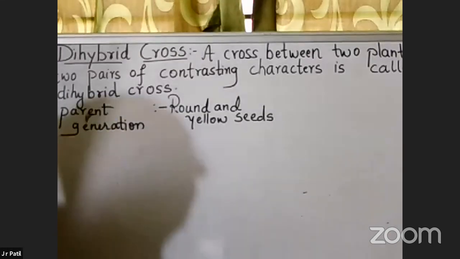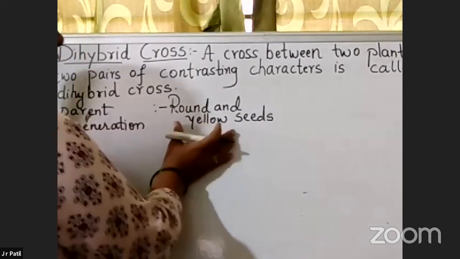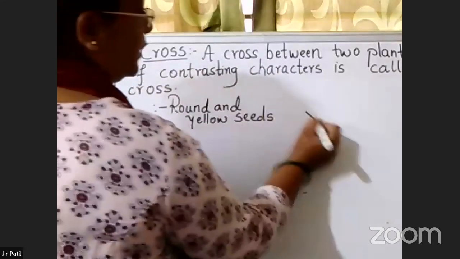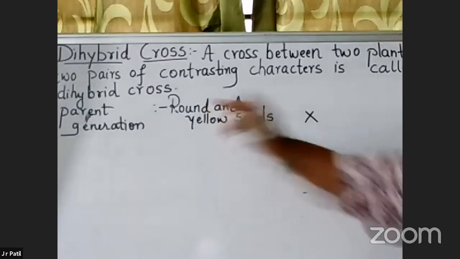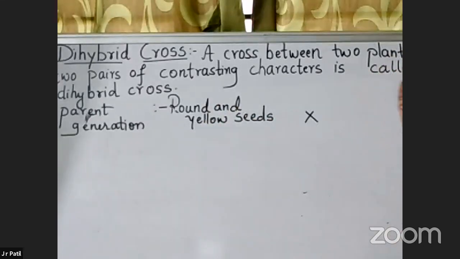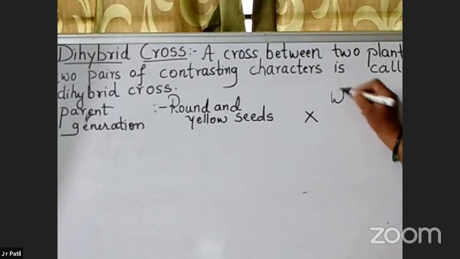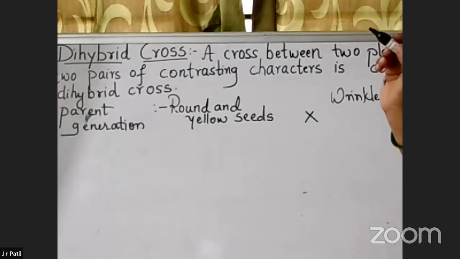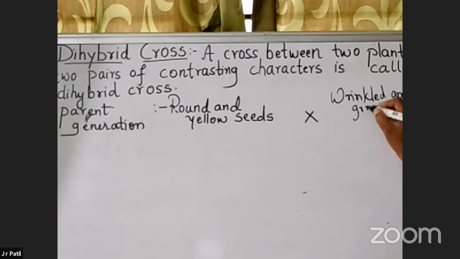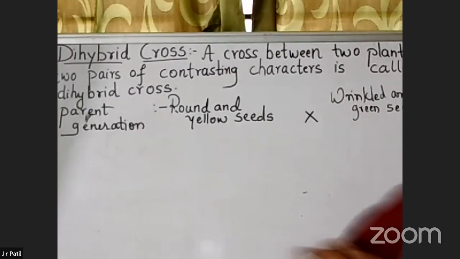Yes, ma'am. The contrasting character of it that we will cross with is wrinkled and green seeds. Very good. Now I'll write the genes, the allelic pair of it.